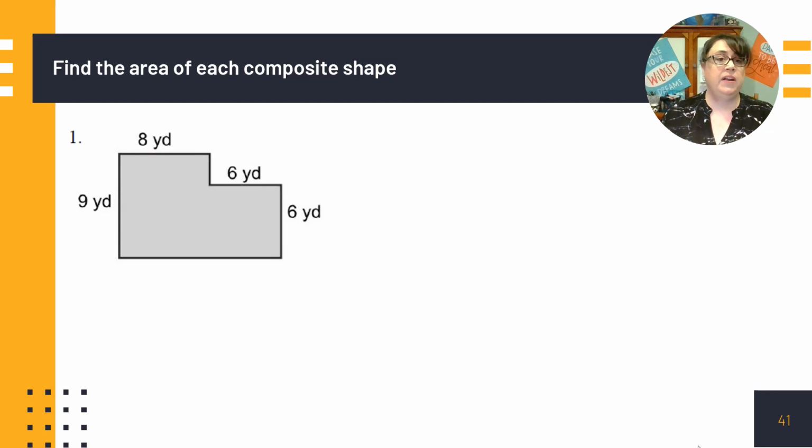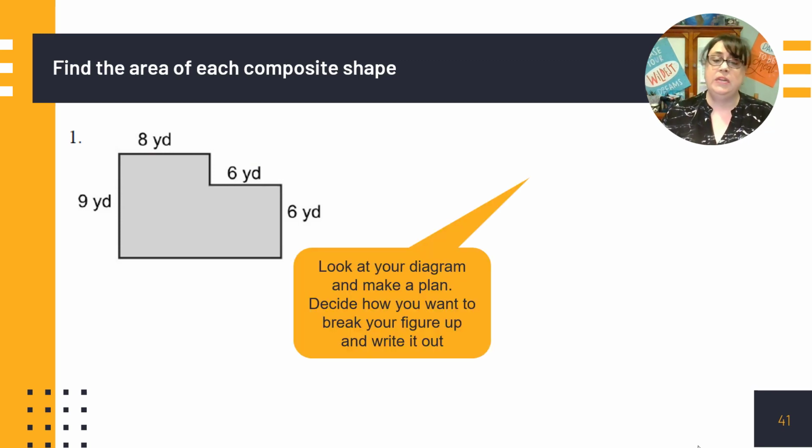So let's begin by finding the area of this composite shape. The very first thing we need to do is look at our diagram, make a plan, decide how we want to break up the figure, and then write it out. We write these things out so that we don't have to keep it all up in our brain. We want to use our brain for problem solving, not for trying to remember what I was going to do. So we write it out.